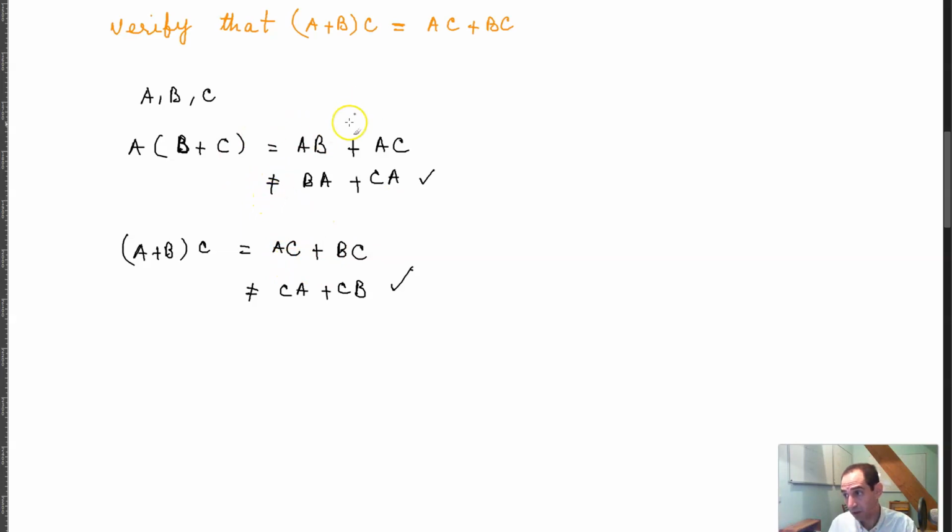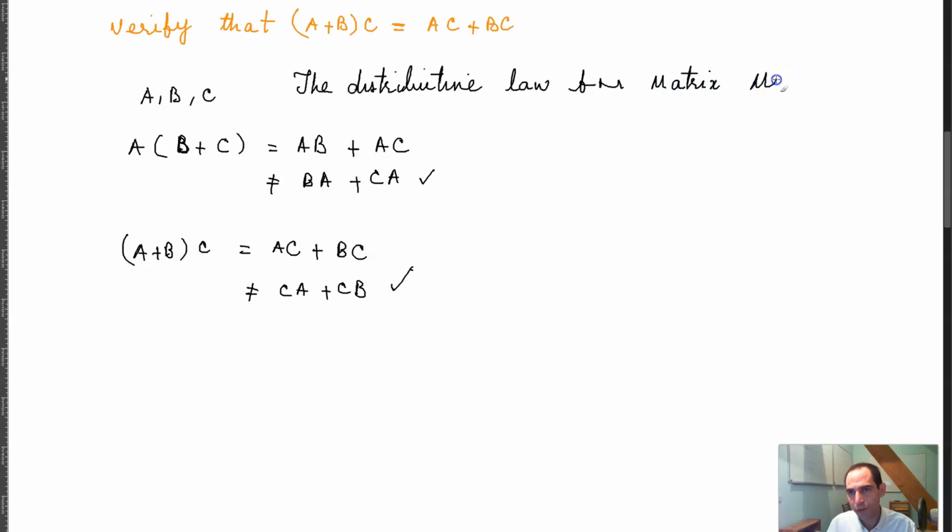This is what has been called the distributive law for matrix multiplication. That's what I can say. More than that, I avoid saying anything because again I would get myself into trouble.